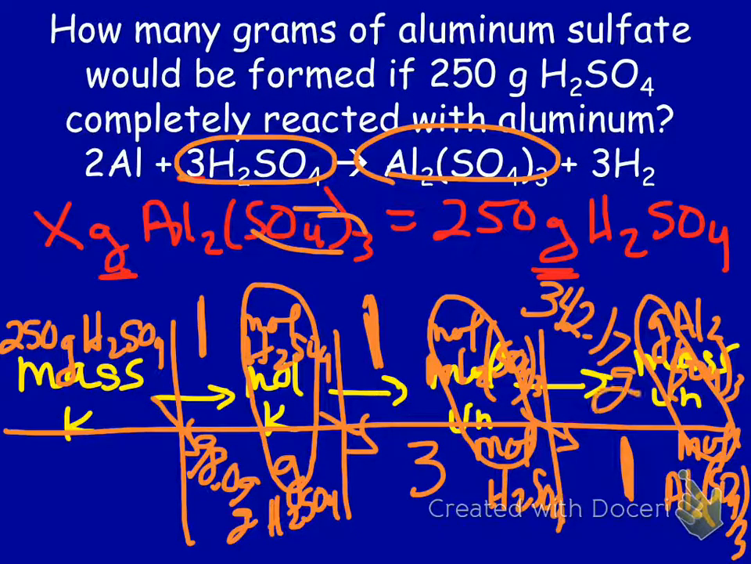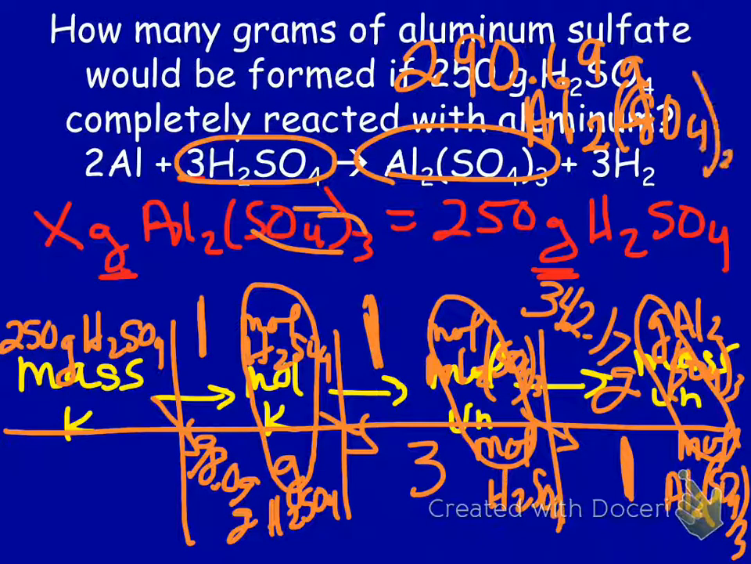342.17 grams. And so I have to multiply across the top, get a number, multiply across the bottom, get a number, divide that, and my final answer should be, I'm going to write it up on top, 290.69 grams of Al2(SO4)3. Ta-da!